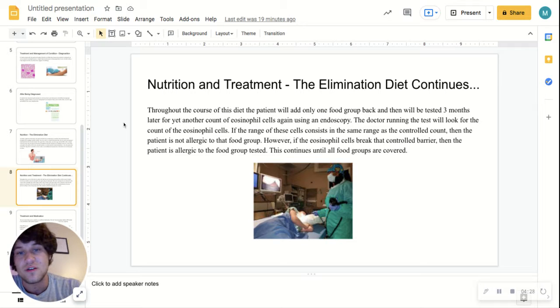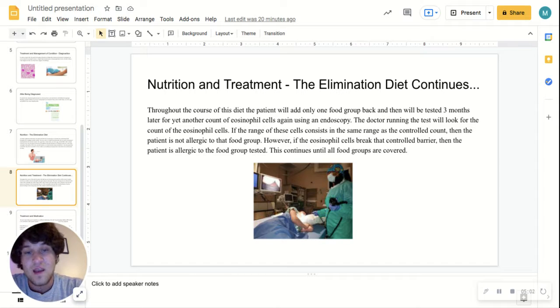I titled this Nutrition and Treatment, and the elimination diet continues. Throughout the course of this diet, the patient will add only one food group back, and then will be tested 3 months later for yet another count of eosinophil cells, again using an endoscopy. The doctor running the tests will look for the count of eosinophil cells, and if the range of these cells is in the same range as the controlled count, then the patient is not allergic to that food group.